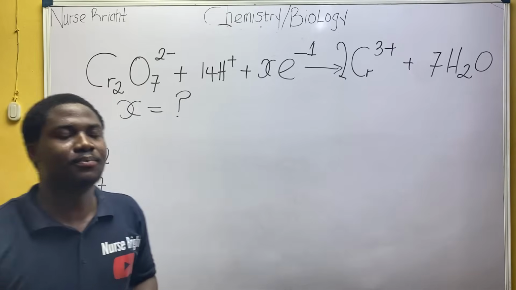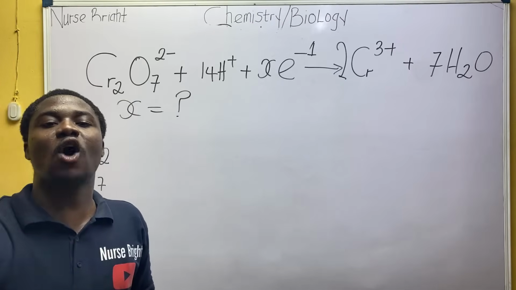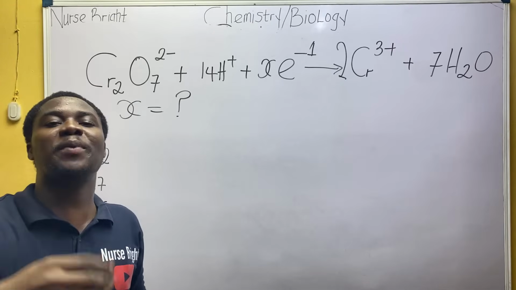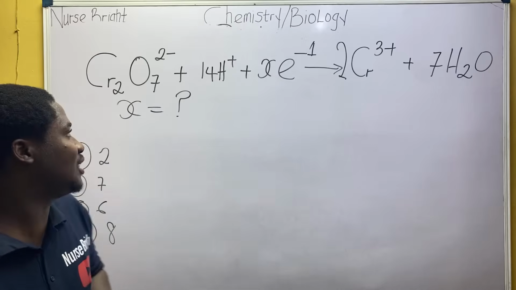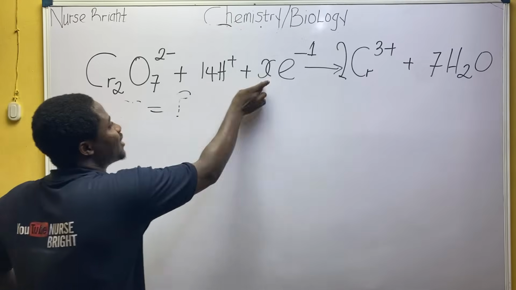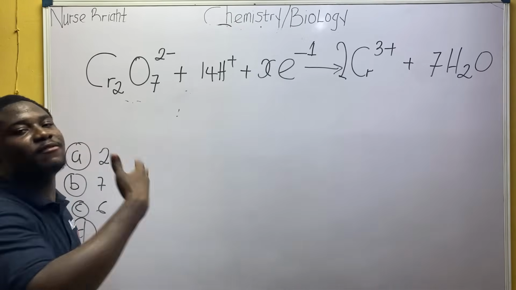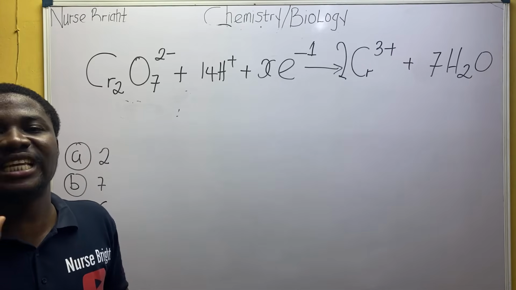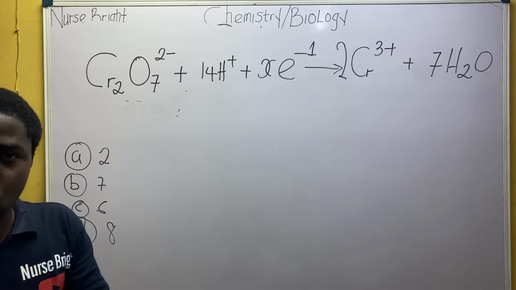It's very easy. This is a redox reaction, and it's a step in redox reaction. How do you solve questions on this aspect? We are looking for what number should stand in front of the e minus. It is not guessing, it's about understanding. So relax and let's work it out together.